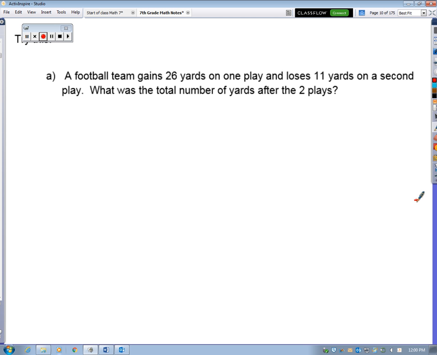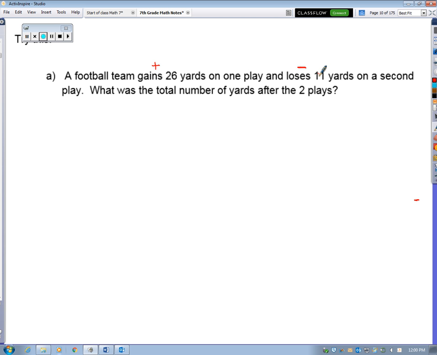Okay, now that you got your answer, let's check this out. The football team gains 26 yards. Okay, if you're gaining something, that's a good thing. That's a positive thing. So this is going to be a positive 26. And the second play, they're losing. Uh-oh, they lost some yards. So if you're losing yards, that's not a good thing. You're going backwards. That's negative. So the 11 is going to be a negative number.